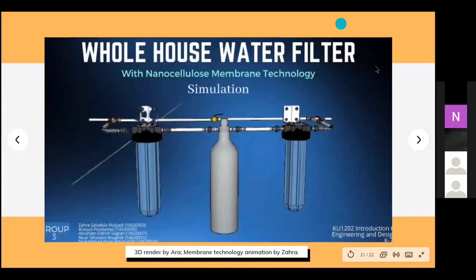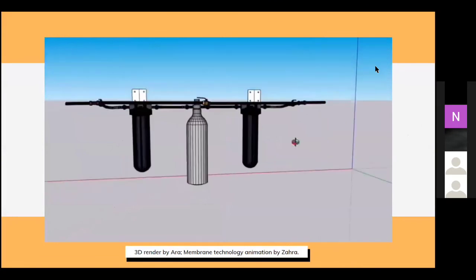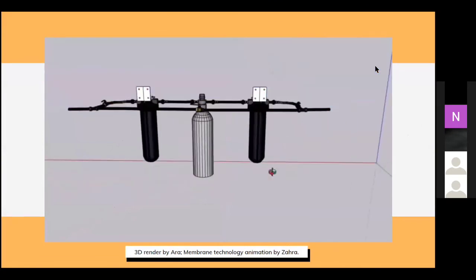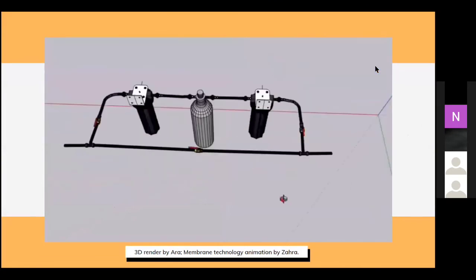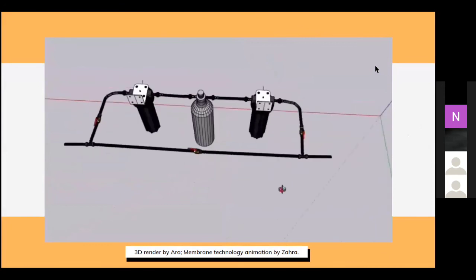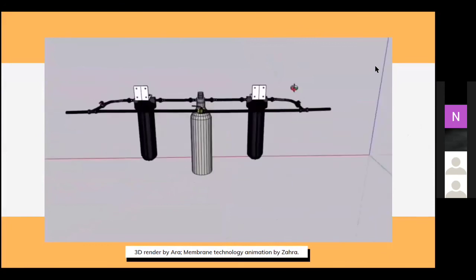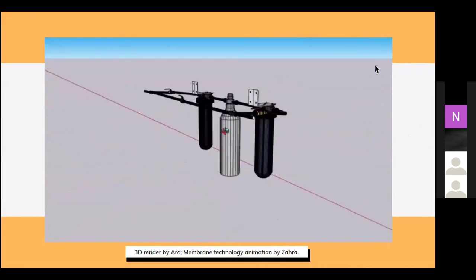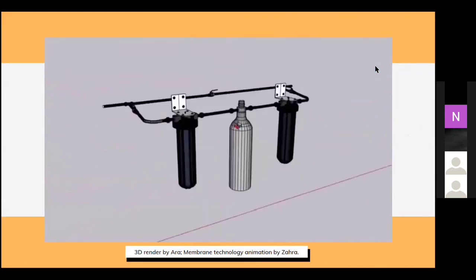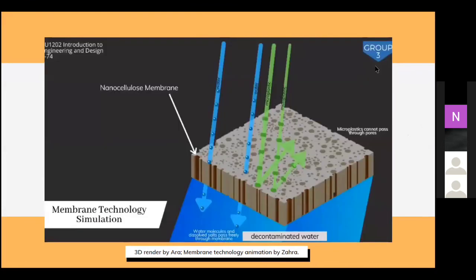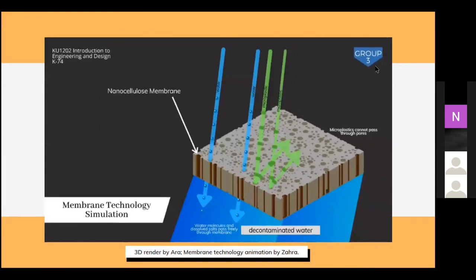Here's the simulation for the whole house water filter and the membrane technology. First, we have the 3D rendering of the whole house water filter done in Sketchup. Here's the membrane technology simulation.